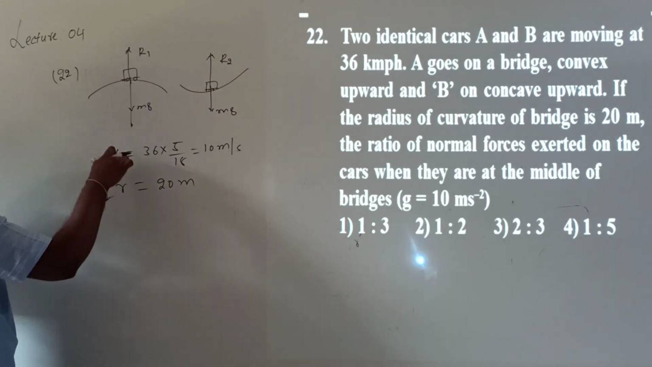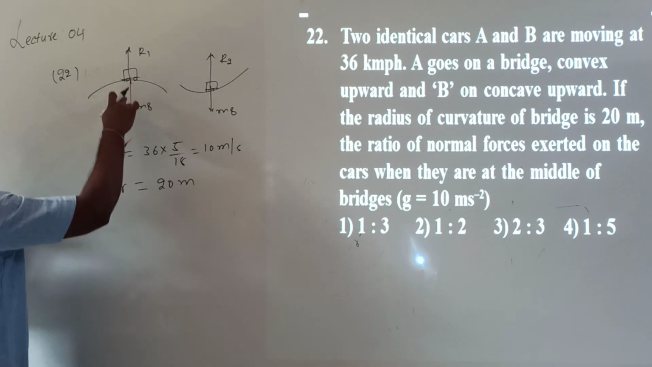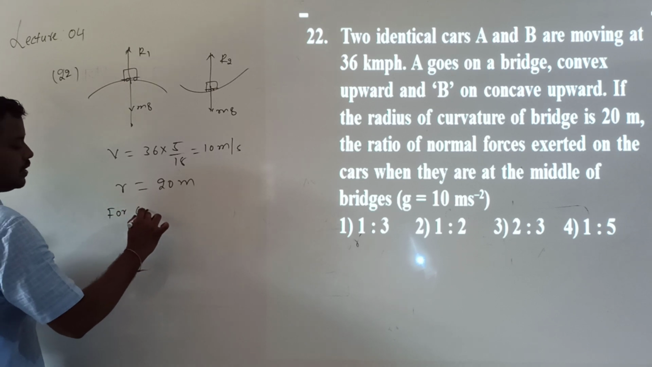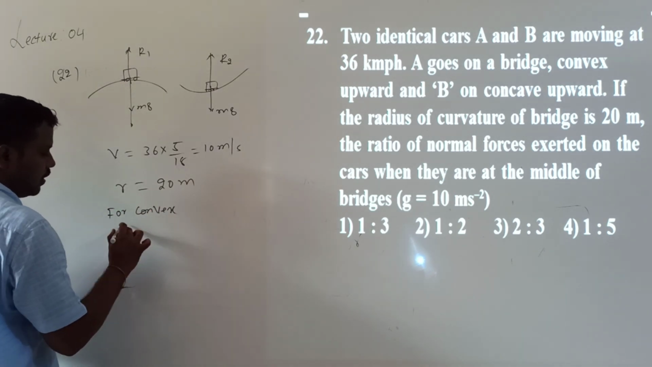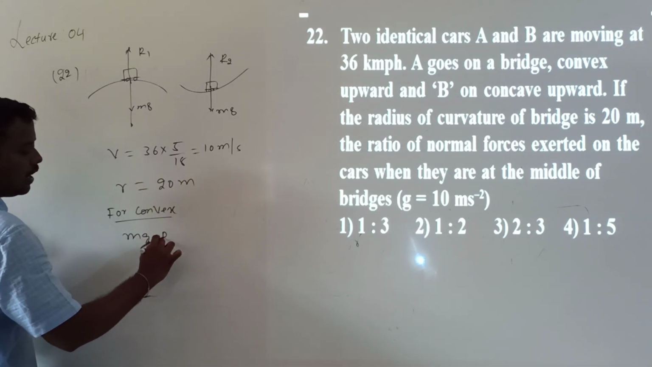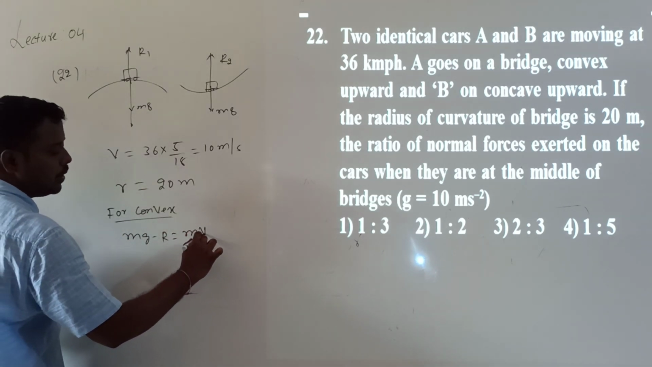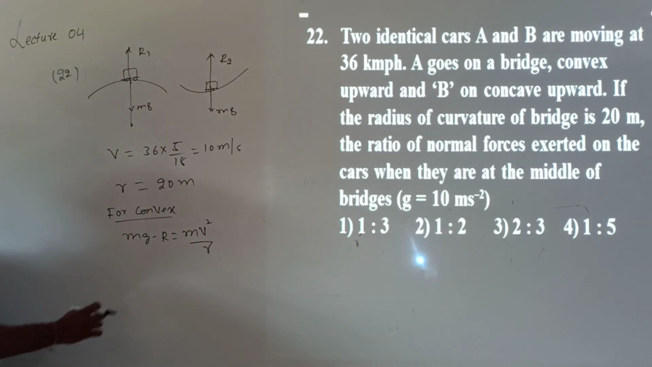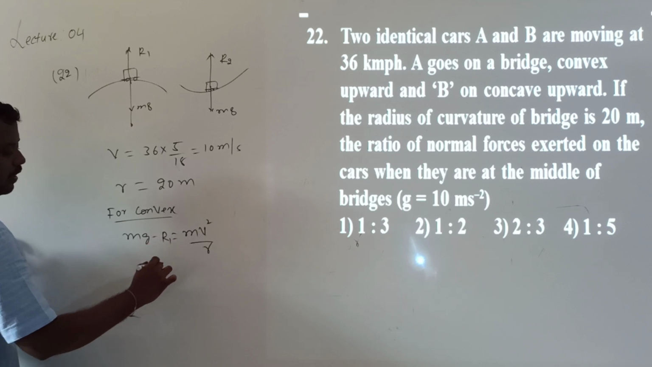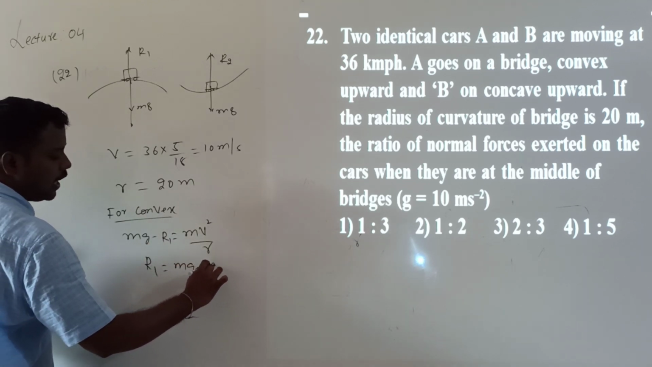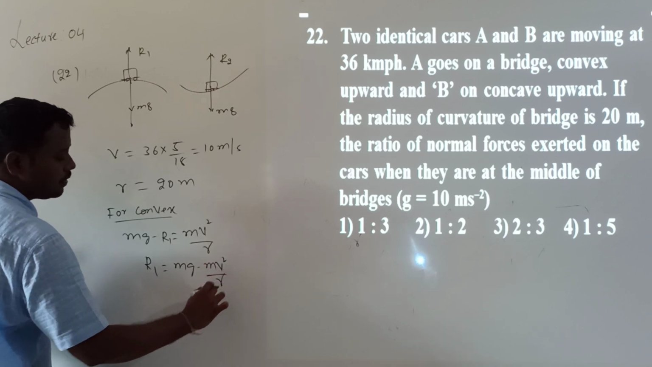Now in this case, see, the centripetal force is downwards. So for a convex bridge, what can I write? Mg minus R will provide the necessary centripetal force, that is mv square by R. Here I can call R as R1. So what is the R1 value? Mg minus m into V square by R.